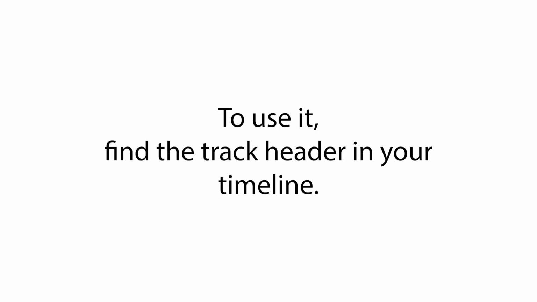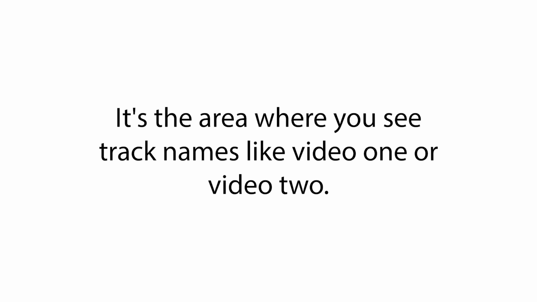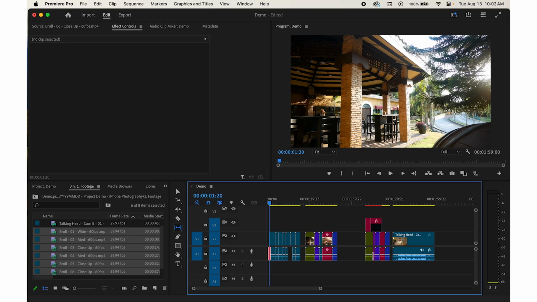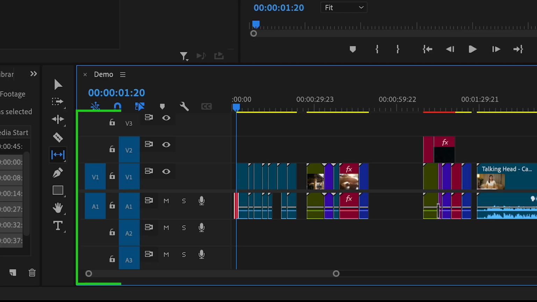To use it, find the track header in your timeline. It's the area where you see track names like Video 1 or Video 2. This tells Premiere Pro which tracks you're focusing on for edits, making it easier to work with them without affecting others.